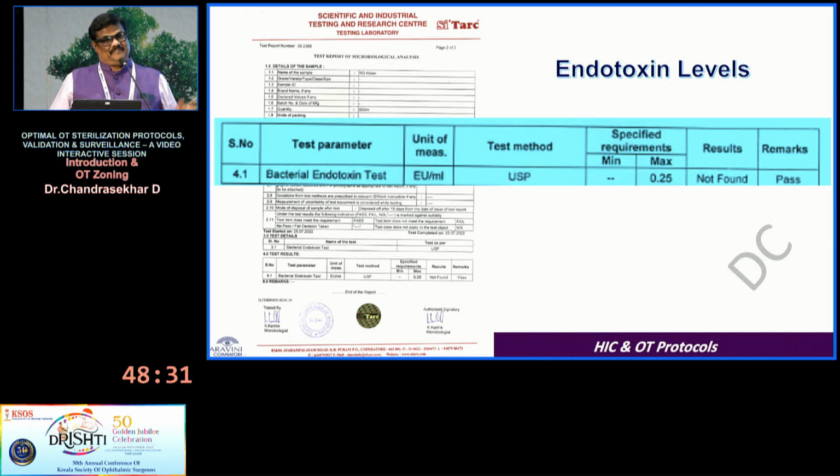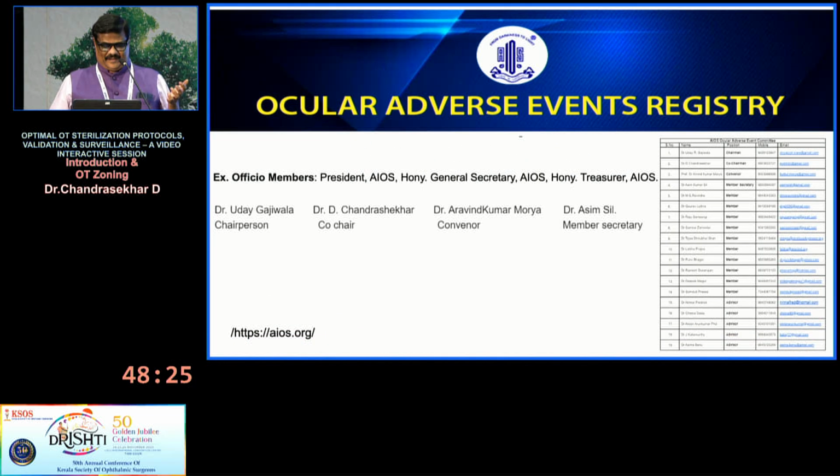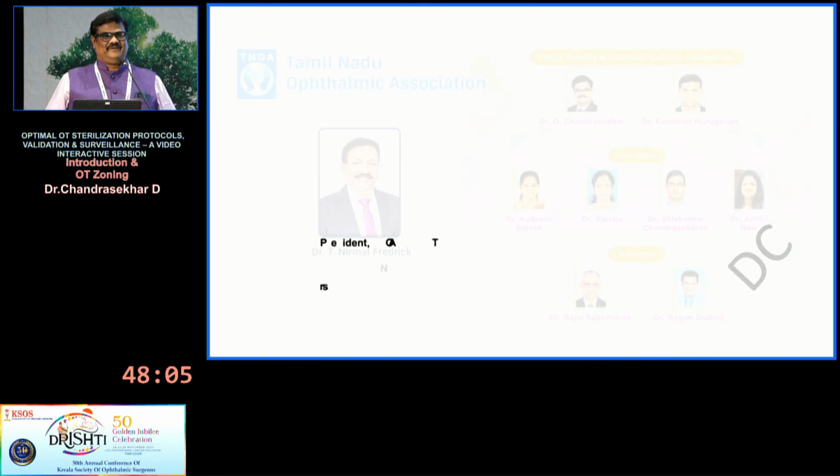Recently, maybe a few months back, we had a cluster of TASS, and we found that endotoxin was very high in some kind of IOLs. The AOS has formed an adverse event committee, registry. So there is a committee for this with a mixture of all sorts of microbiologists, even a legal expert. If there are any problems, it could be a TASS or it could be endophthalmitis, which is a cluster, you can report. The AOS team will support you, and maybe if necessary they will also give legal support.